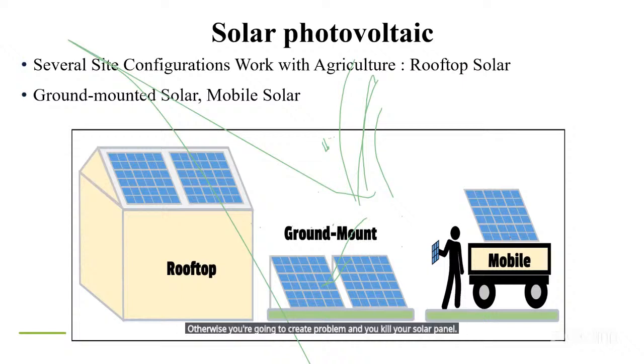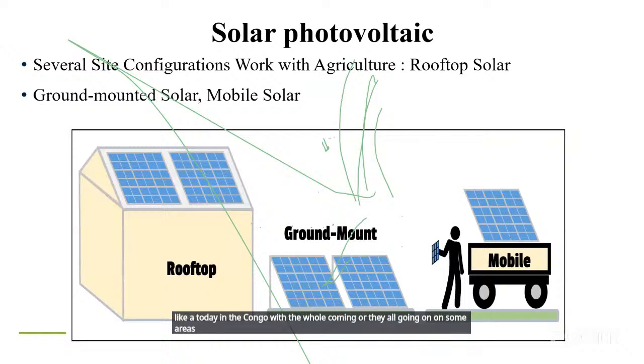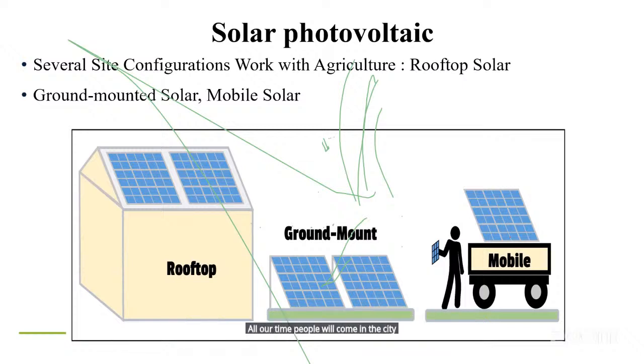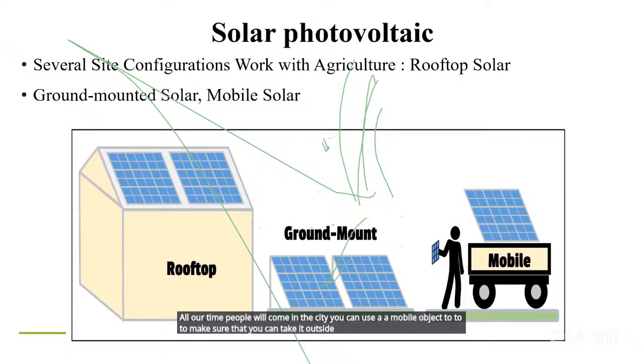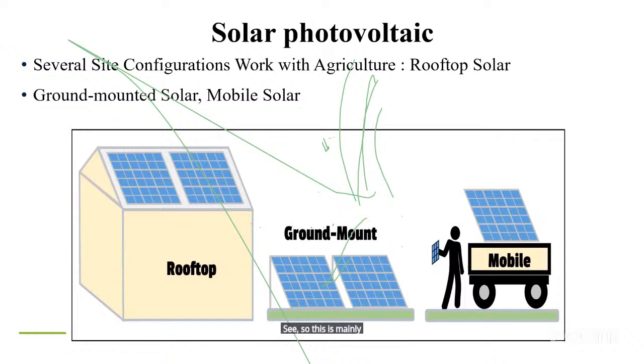And in some areas where security is not key, let's say in some sites like today in the Congo with the war going on in some areas, you cannot leave your solar panel on the roof or outside. People will come and steal it. You can use a mobile object to make sure that you can take it outside during early day, and when sunshine has gone, you take it back home. So this is mainly what to do with solar panels.